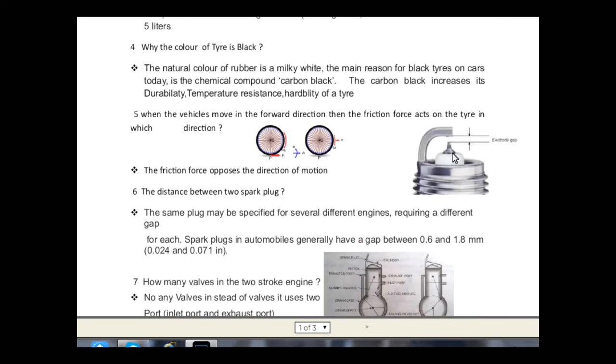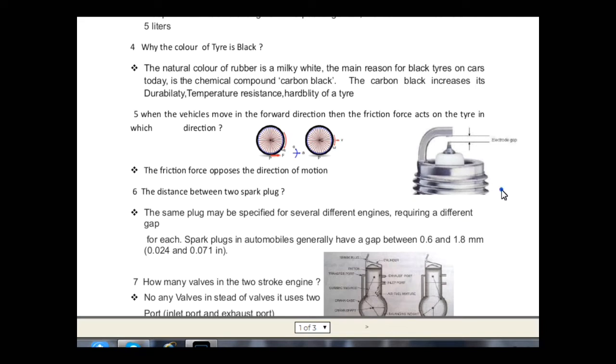The next question is the distance between two spark plug electrodes. Here the distance is the gap between these two. As different vehicles have different types of spark plugs, it varies from vehicle to vehicle, but generally the gap between these two electrodes is from 0.6 to 1.8 mm.